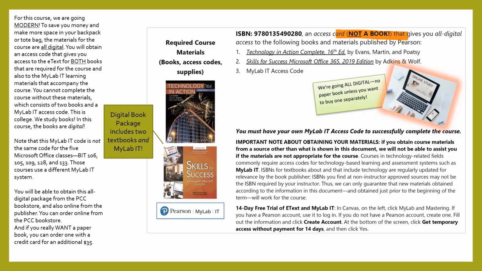Note that this MyLabIT code is not the same code for the 5 Microsoft Office classes, BIT 106, 105, 109, 128, and 133. Those courses use a different MyLabIT system. You will be able to obtain this all-digital package from the PCC bookstore and also online from the publisher. You can order online from the PCC bookstore, and if you really want a paper book, you can order one with a credit card for an additional $35.